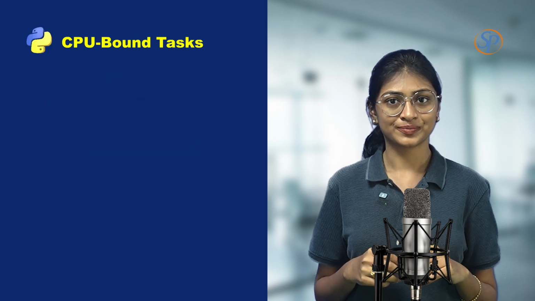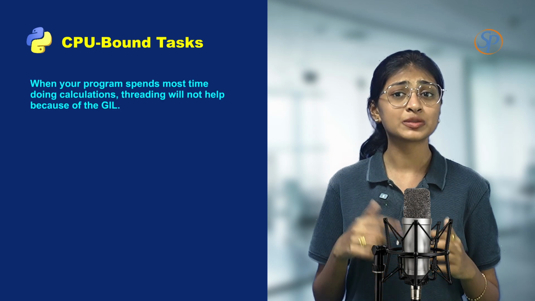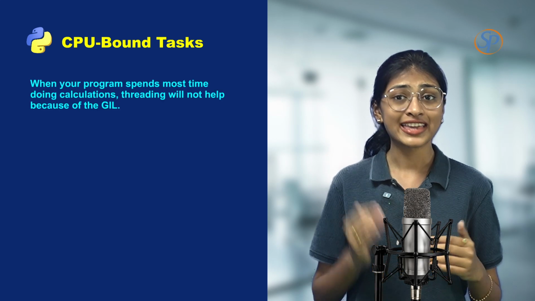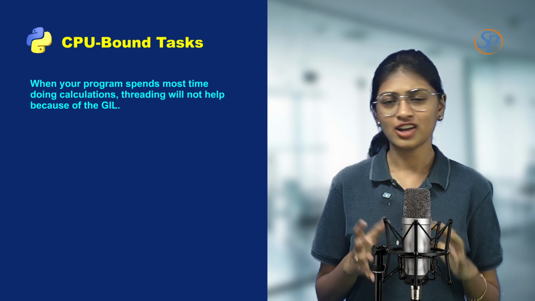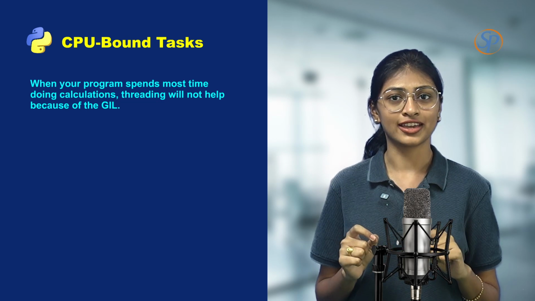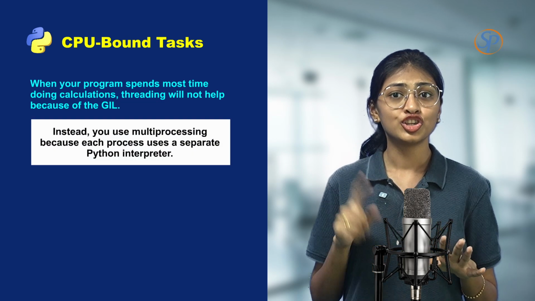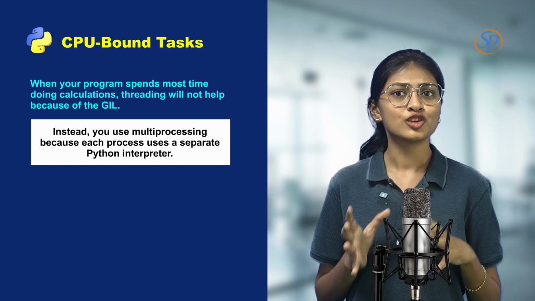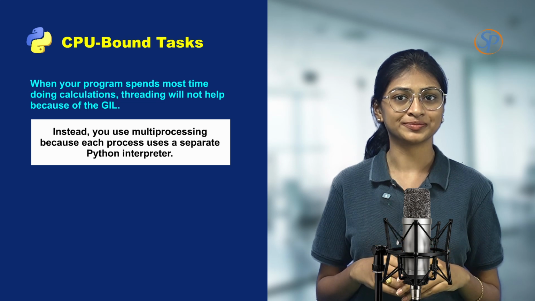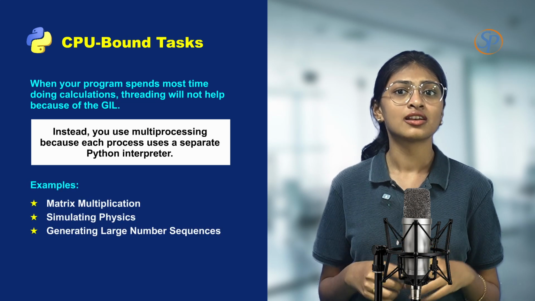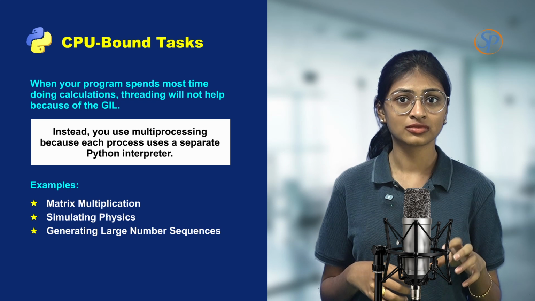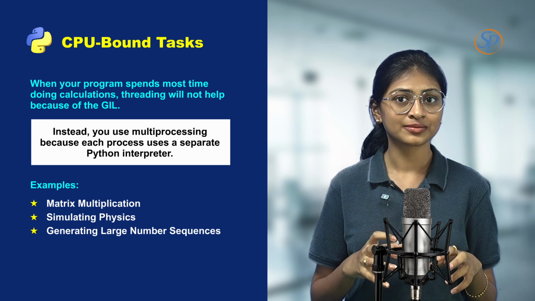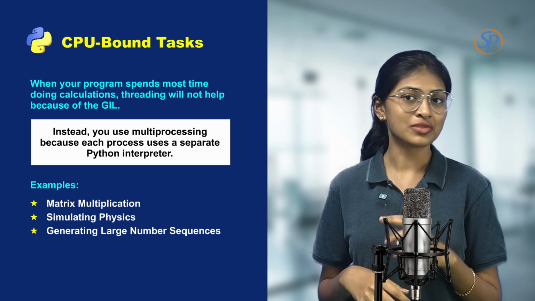CPU bound tasks. When your program spends most of the time doing calculations, threading will not help because of the GIL. Instead, you use multiprocessing because each process uses a separate Python interpreter. Examples: matrix multiplication, simulating physics, generating large number sequences.